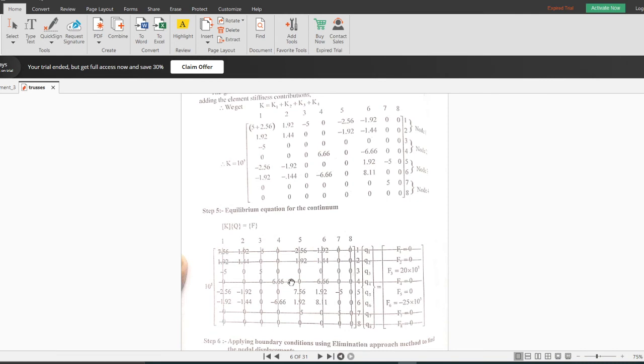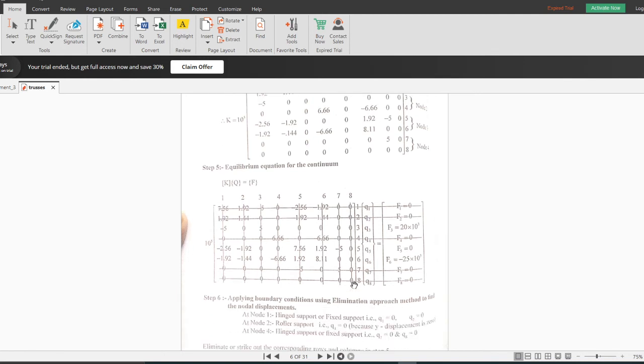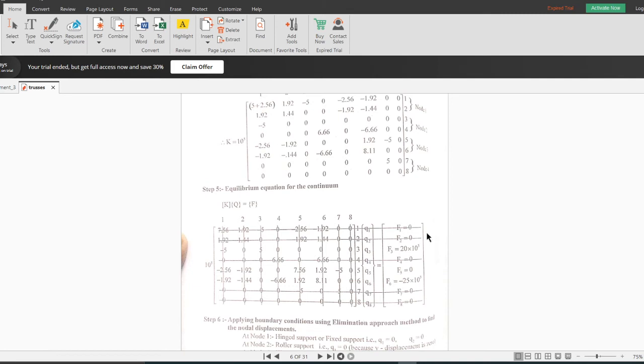See, in this textbook, they eliminated 3 and 4 also. Actually, 3 and 4 is not there. Keep this in mind. So write KQ is equal to F properly. Q1 0, Q2 0, Q7 0, Q8 0, and Q4 0. Don't strike out the third column, fifth column and sixth column. Here they struck them off, but don't eliminate. It's a printing mistake.